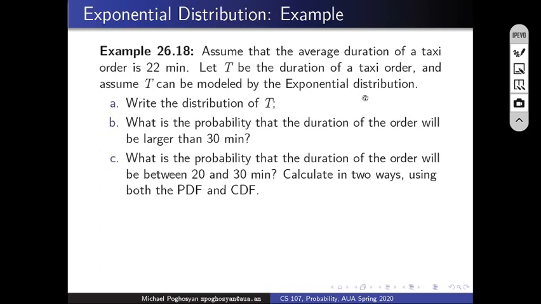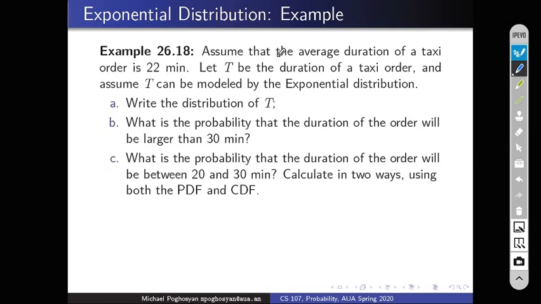Okay, one example. Assume that the average duration of a taxi order is 22 minutes. Let t be the duration of a taxi order. This is a random variable that depends on the order. It can take 10 minutes to reach the destination. It can take 30 minutes, etc. Assume t can be modeled by an exponential distribution. So write the distribution of t.